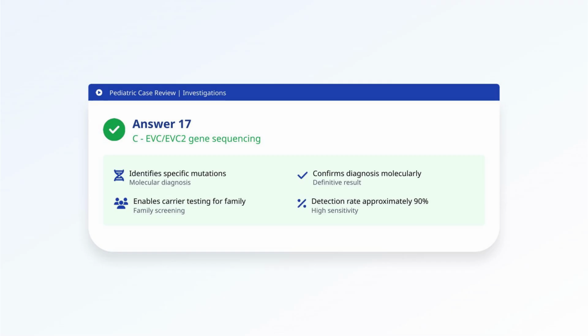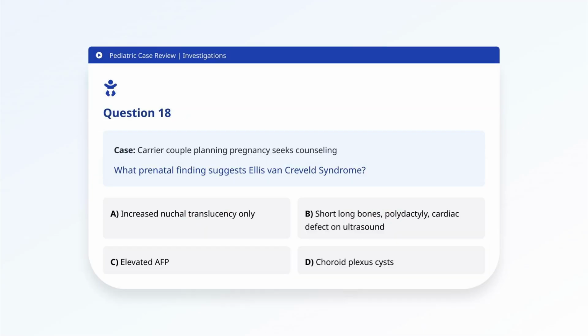It enables carrier testing for family members and prenatal diagnosis for future pregnancies. The detection rate is approximately 90% when both genes are fully sequenced. A carrier couple planning a pregnancy seeks genetic counseling. What prenatal finding on ultrasound suggests Ellis Van Creveld Syndrome?